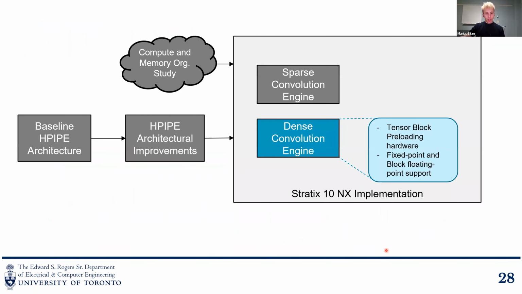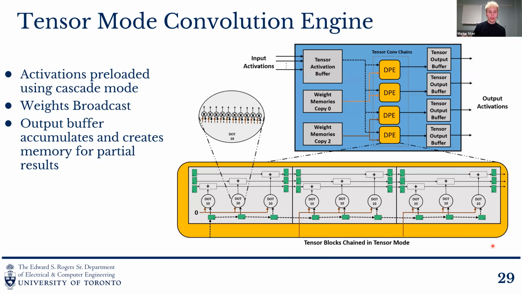Next, I'm going to cover the dense convolution engine. Here's an overview of the dense convolution engine. I'm just going to go through the data flow rather than jumping into what each module does and overwhelming you with information. We have our input activations, the results from the previous layer. Those get sent to the tensor activation buffer, where we store them until we have enough of them to start the preloading process. Once we can start the preloading process, we'll just follow this wire into the dot product engine.